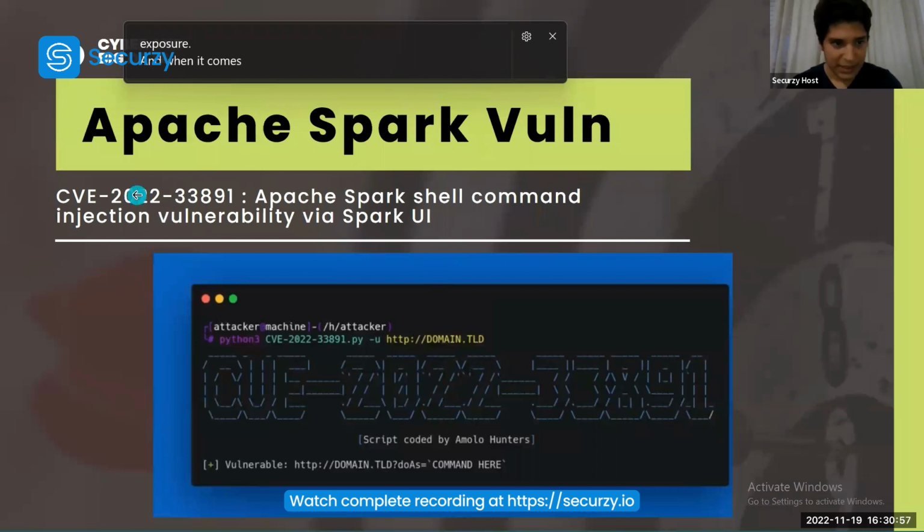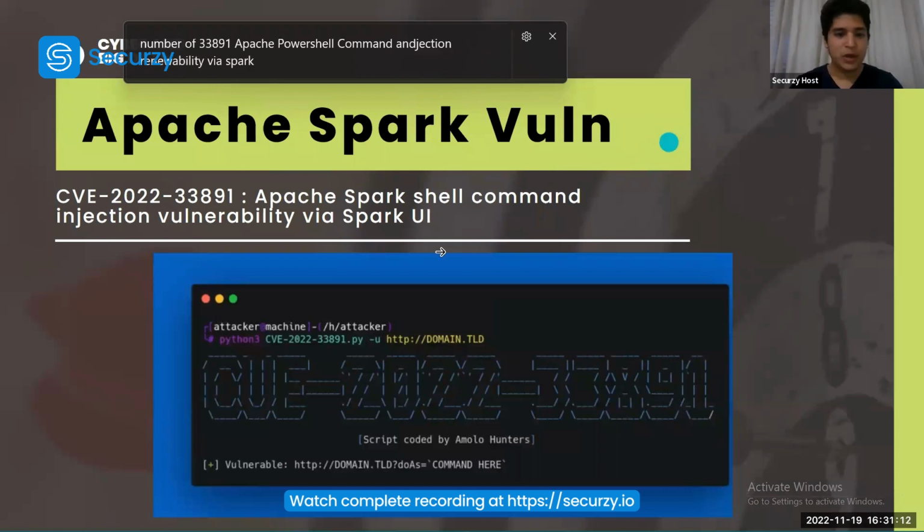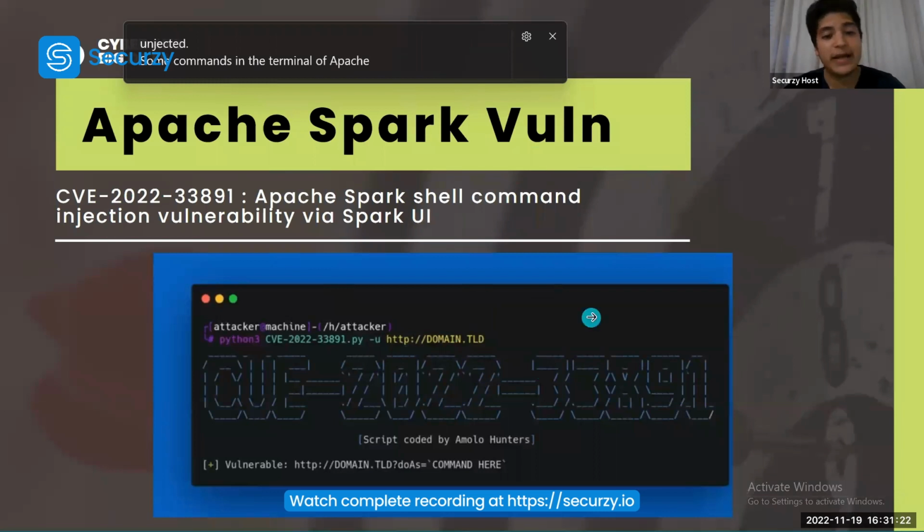And when it comes to CVEs, they are so well known especially in the red teaming parts of cybersecurity. This CVE has the number 33891: Apache Spark shell command injection vulnerability via Spark UI. So actually what they did is that they injected some commands in the terminal of Apache Spark, and from the user interface of Apache Spark, they gained access directly on the terminal of the servers. The majority of the servers that are running Spark are using Linux.